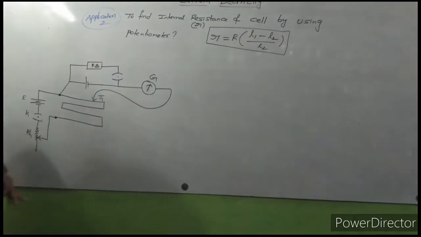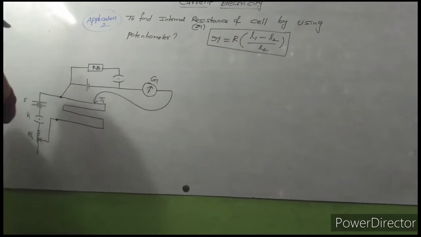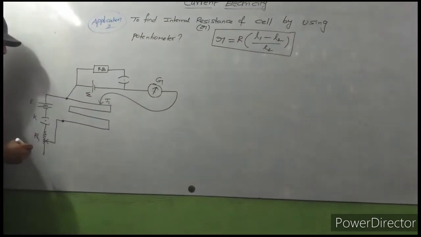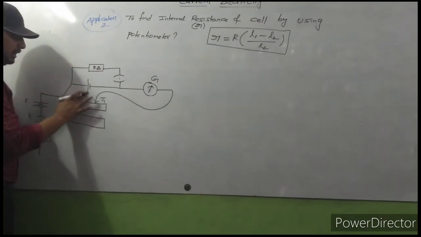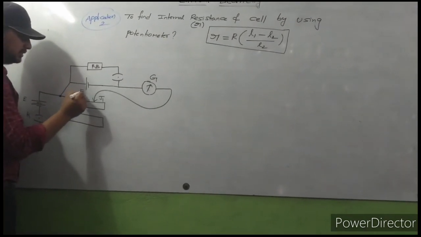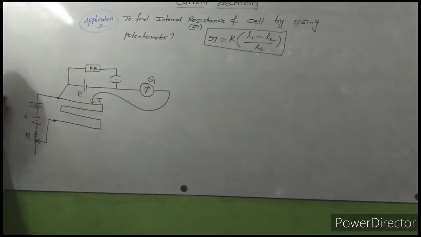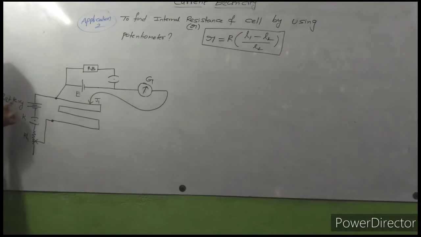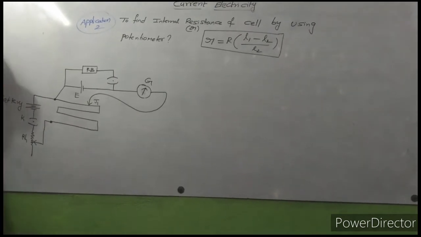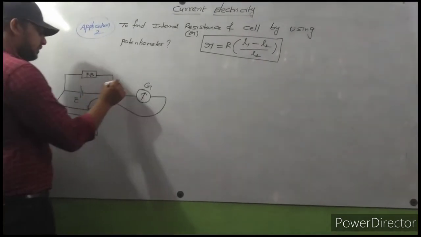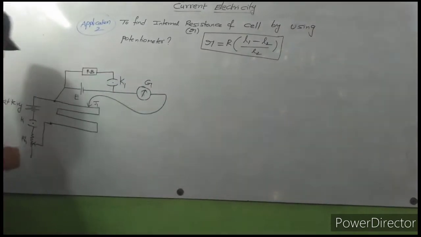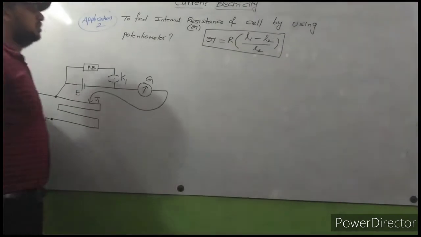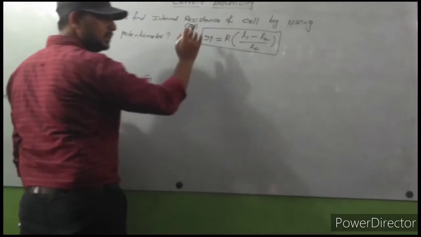So how to find that small r value by using this resistance? For example, this is a cell, and I consider this cell having some EMF E. This is a primary cell. This is a battery, which also has some EMF. This is a key K1, and this is a key K. I consider a resistance box. So now observe carefully how to find the internal resistance.